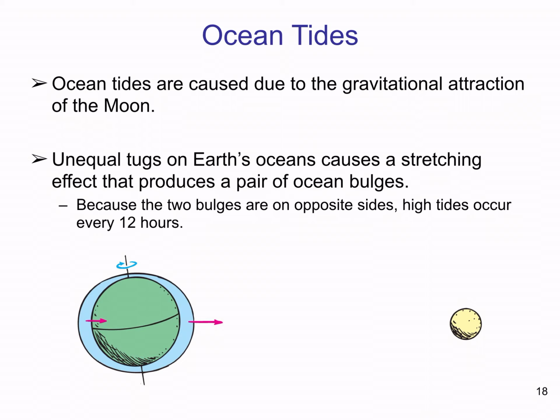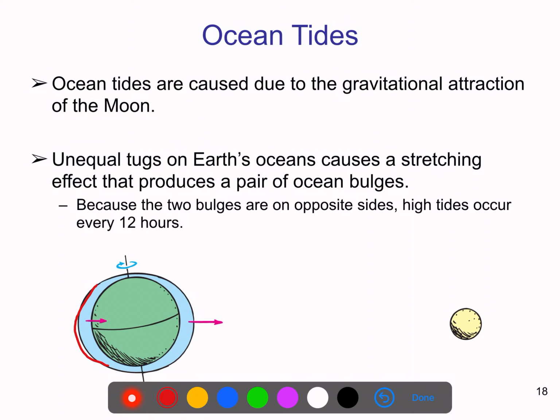And because there is one side of the Earth that's closer to the moon than the other side of the Earth, and this distance squared actually matters, as we've seen with the universal law of gravity, then the amount of the force on one side of the Earth is not the same as on the other side of the Earth. And so this results in some uneven forces which produce these bulges that you're seeing here.